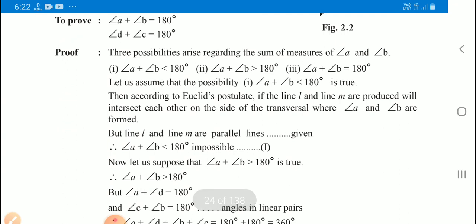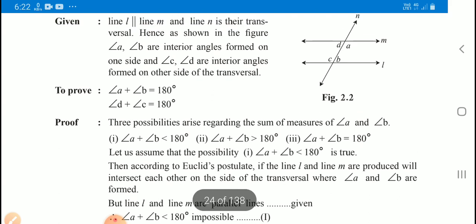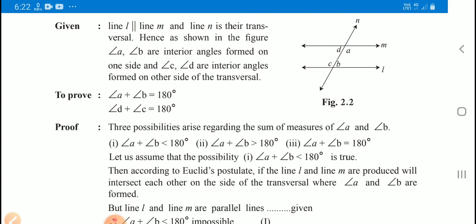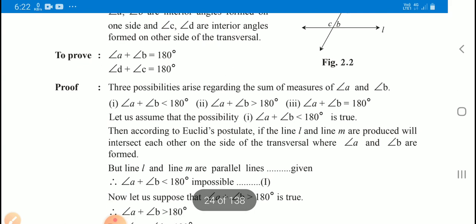Three possibilities arise regarding the sum of the measures of angle A and angle B. Okay, then which three possibilities are there? First possibility is angle A plus angle B is less than 180 degrees. Second possibility is angle A plus angle B is greater than 180 degrees. Or third possibility is angle A plus angle B is equal to 180 degrees. Now let us assume that possibility 1, that angle A plus angle B is less than 180 degrees, is true. We will assume that.